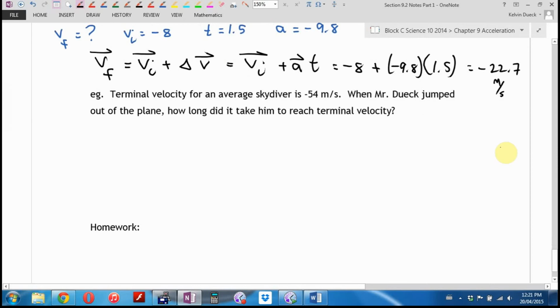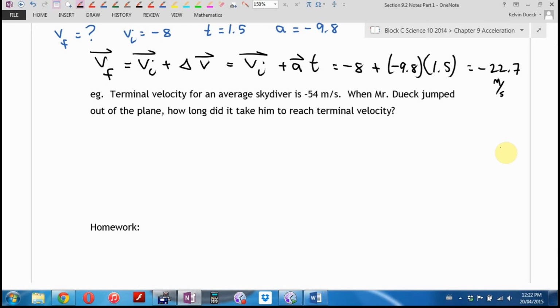Last one, and I'm going to give you lots of this to practice. Terminal velocity for an average skydiver is negative 54 meters per second. It depends, by the way, on your surface area, how big you are, but average, it's around there. When Mr. Dueck jumped out of an airplane, how long did it take him to reach terminal velocity? You guys watched the video. The video was in slow motion. In real life, how long was I in free fall before I hit terminal velocity?